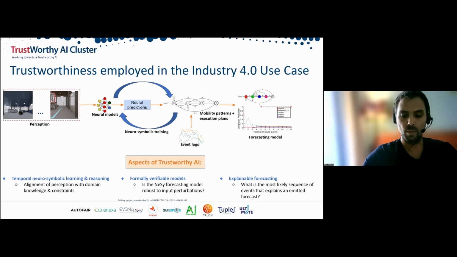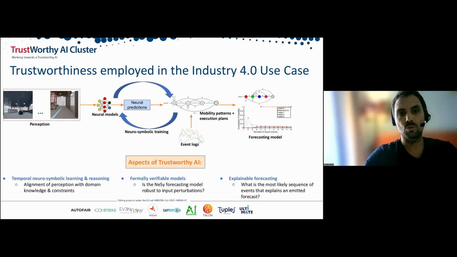And at the same time, we have symbolic knowledge on the other side, which is either given domain knowledge, like the high-level execution plan that each robot is associated with, or symbolic knowledge that can be learned from event logs of previous robot execution, like, for example, mobility patterns.